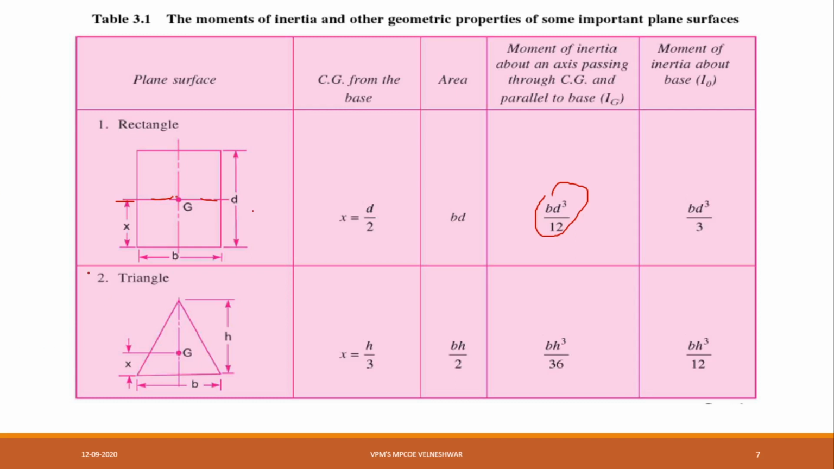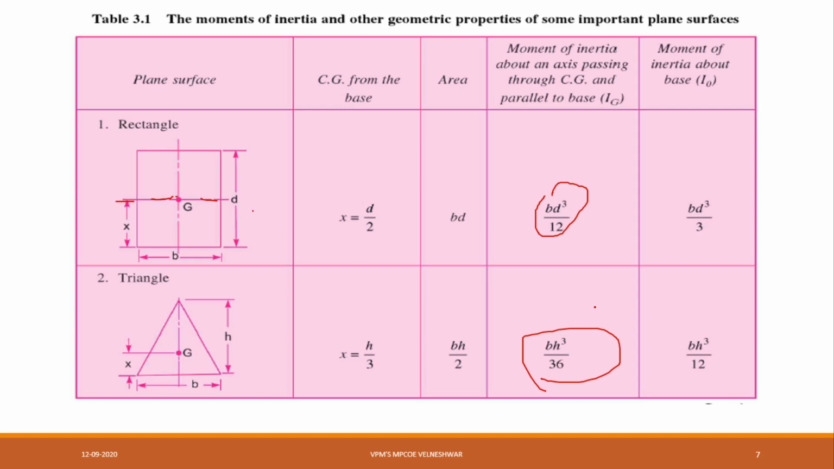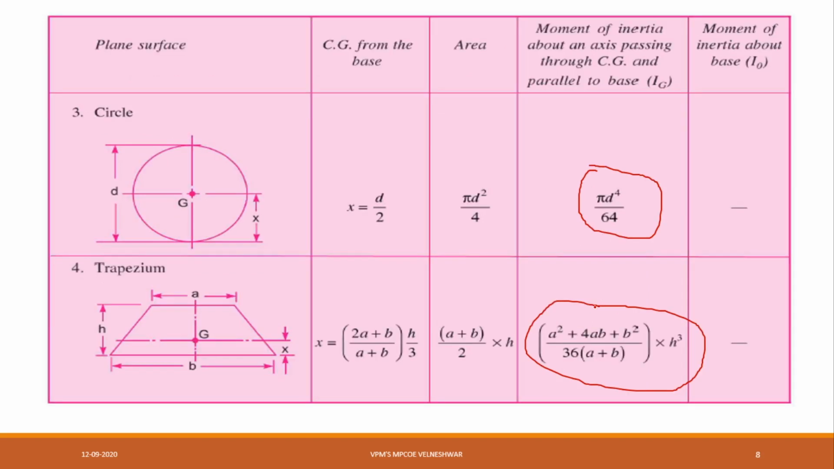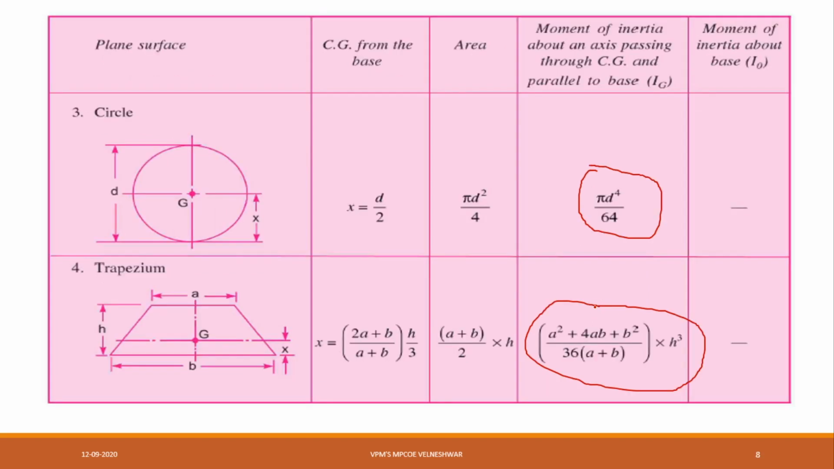Similarly, if it is a triangle, then BH cube by 36. If it is a circle, pi d power 4 by 64. And if it is trapezoidal, this is the formula. Trapezoidal has fewer chances, but in your examination rectangular, triangular and circular are most important. So the formulas we have to remember are BD cube by 12, BH cube by 36 and pi d power 4 by 64.